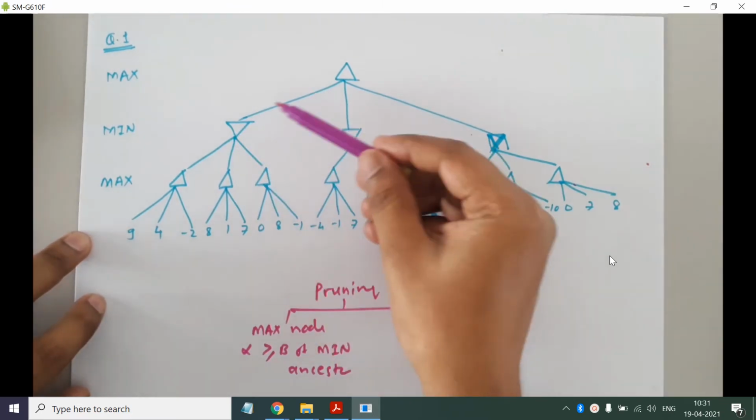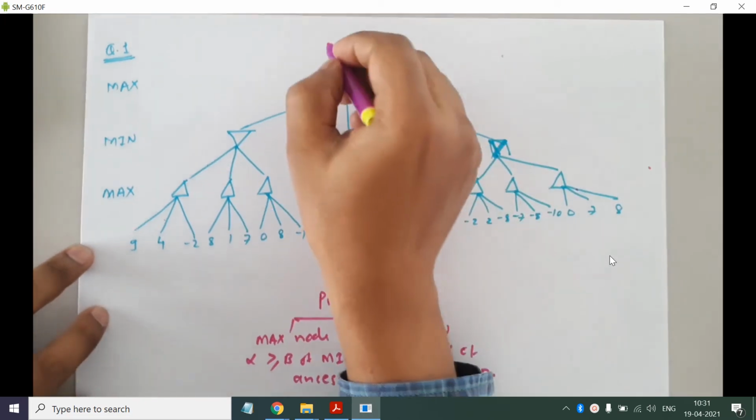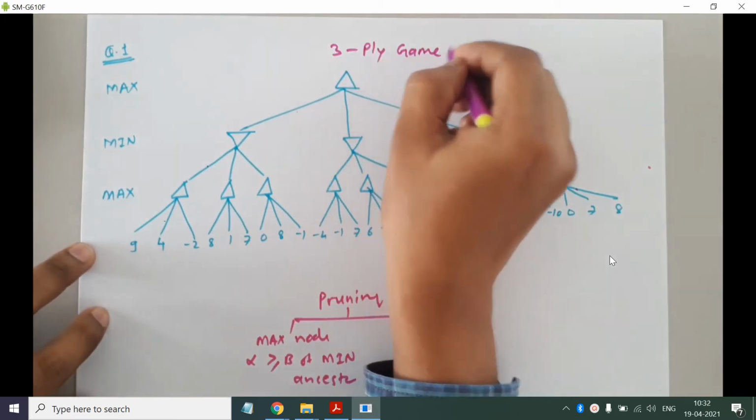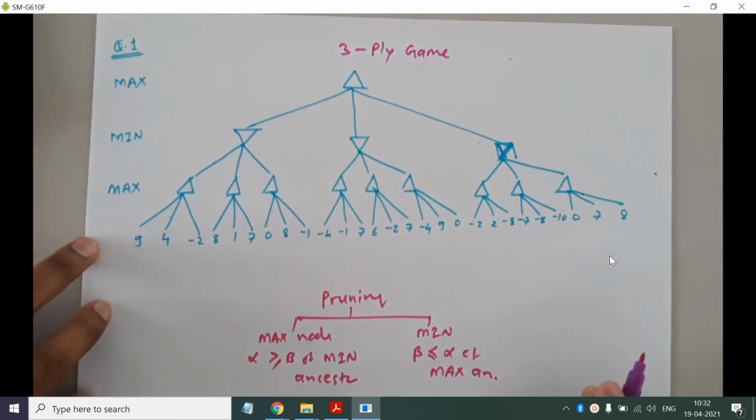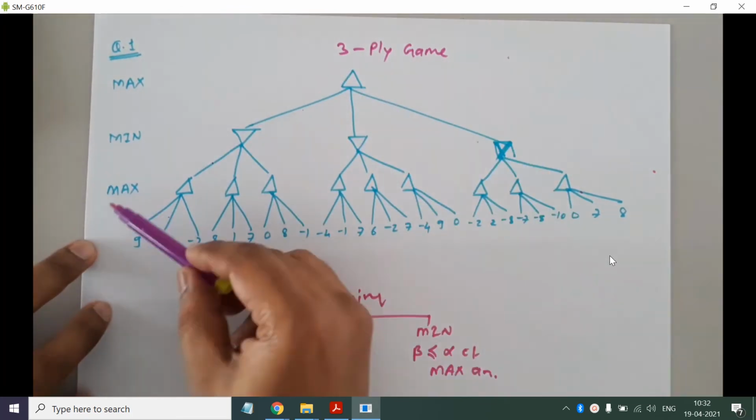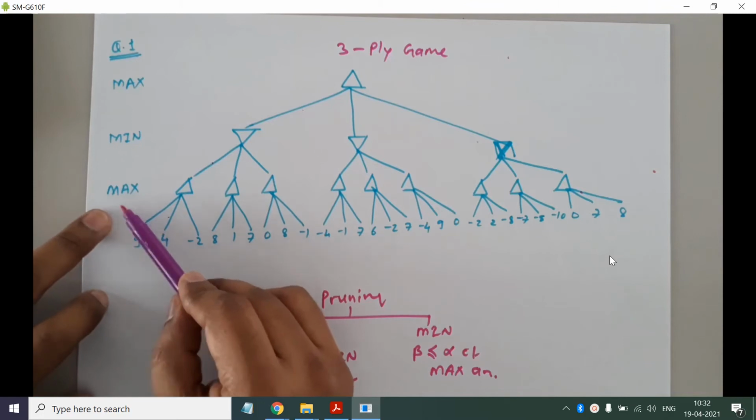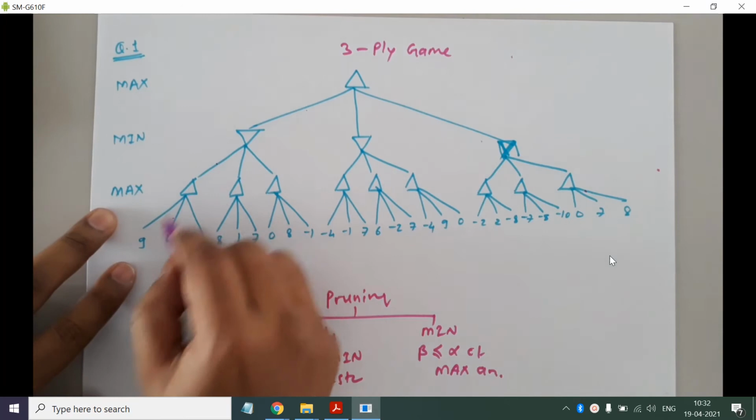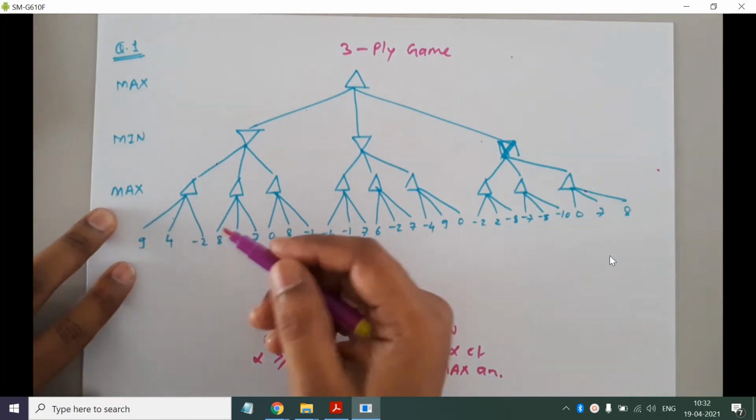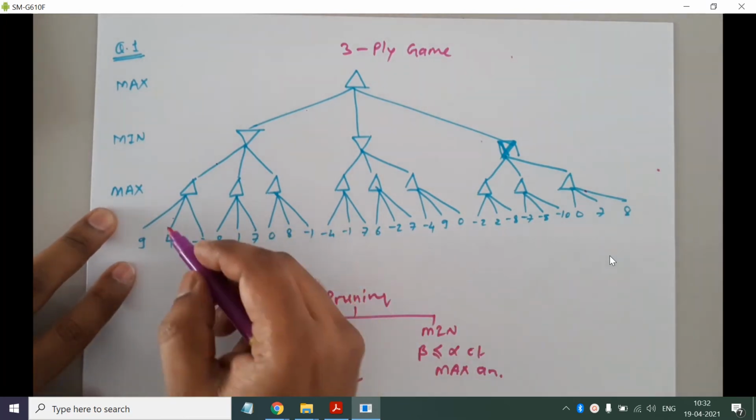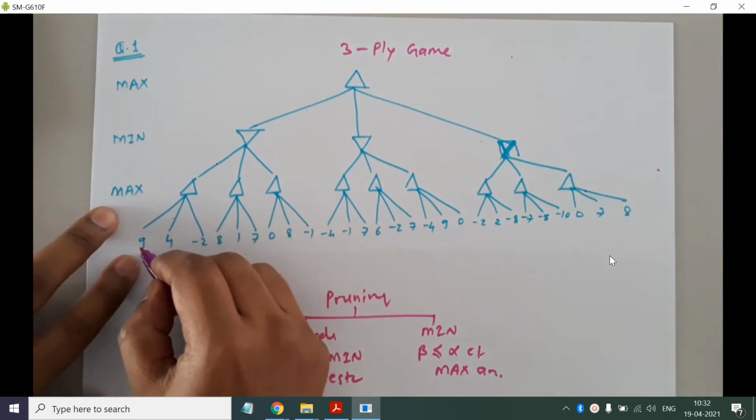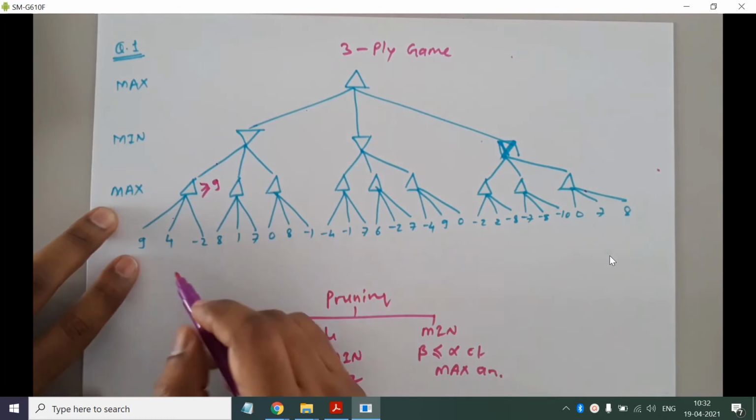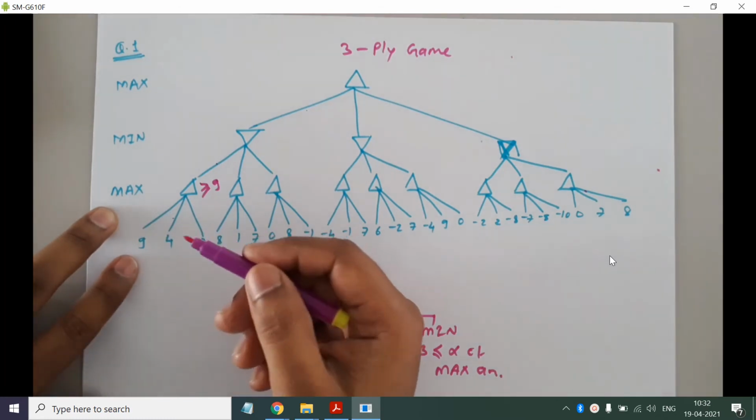Okay, now this is 1, 2, 3. This is an example of a 3-ply game. 3 levels are there. So here we have the max player, so here we have to maintain the alpha value. Alpha means what? He will try to get the maximum output. So we have 9. So initially we will have alpha greater than or equal to 9. He will try to maximize the utility value.